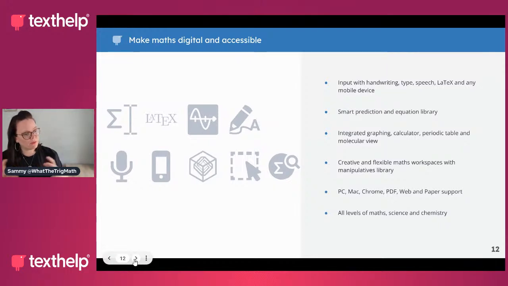Same with speech input for those who have mobility issues, but also confidence issues. It's often easier to speak your maths than to think about what it would look like written. Mobile features allow us to handwrite pages, type up handwritten maths, pages and pages with a single click and insert that into the document where you're working.